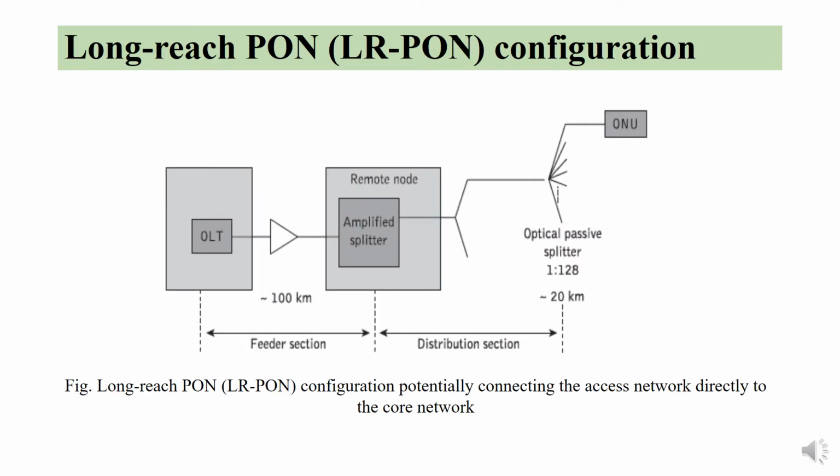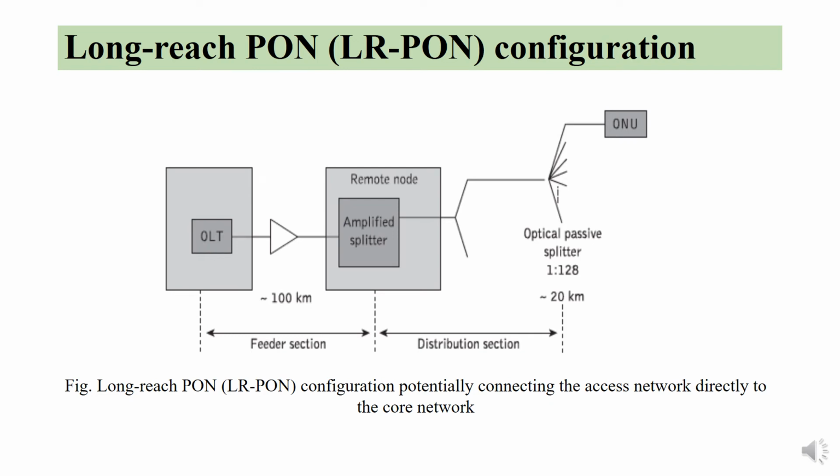Long reach passive optical network configuration. So this figure shows the arrangement of long reach PON, where the distance is extended up to 120 kilometers for overall access networks. So in the PON configuration, the feeder section has an amplifier. We can see in the feeder section we have an amplifier, while the remote node resides on an optical splitter and an optical amplifier to increase the optical signal power to provide a greater number of splits.